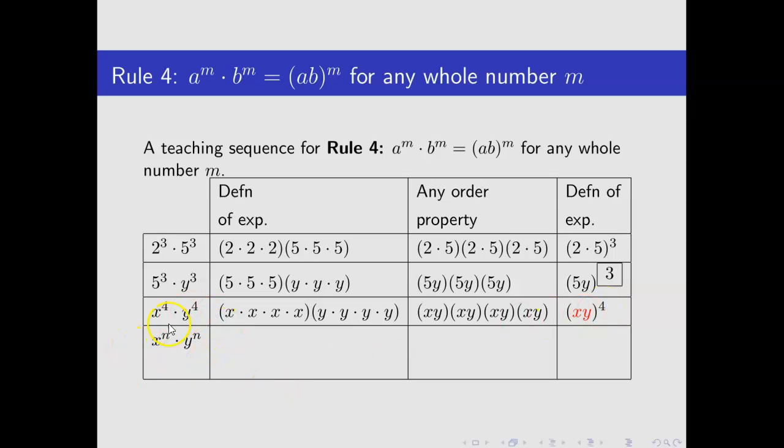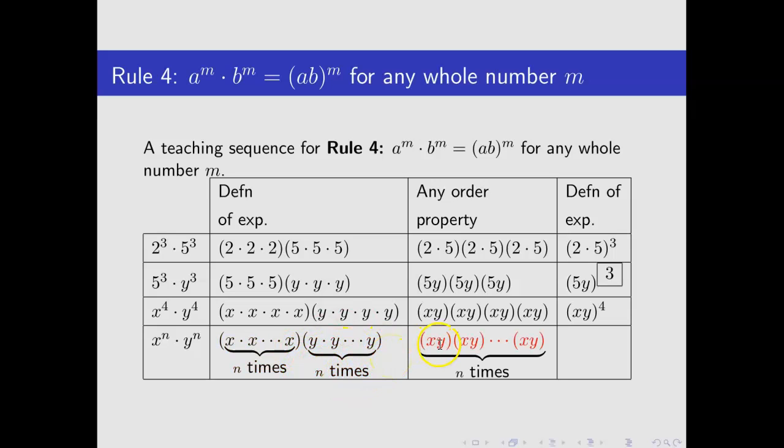And then finally, our rule, the most general way we can form this, we have x multiplied together n times, y together n times. Using the any order property, we're going to get xy times xy and so forth, and that will be n times. And then our definition of the exponent tells us that will be xy to the n power.